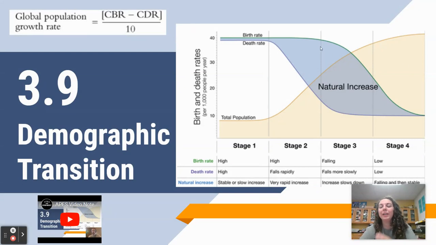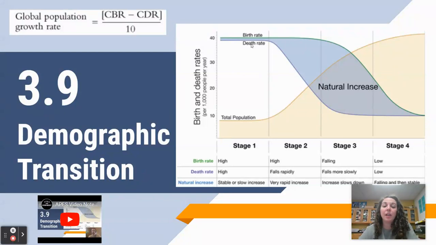So when we look at this graph right here, we've got 4 main stages. So stage 1, 2, 3, and 4. I'm just going to do a quick overview of them now, and then we'll talk about them more in the actual notes. So this orange line right here is showing population growth. And then our green line is going to be showing the birth rate. Our blue line is going to be showing the death rate.